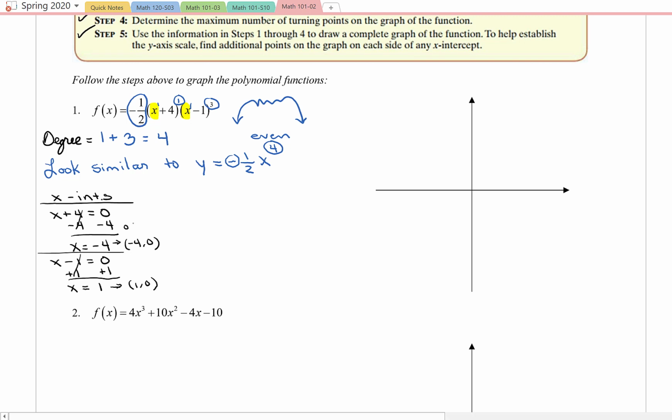I can also tell by looking at the fact that this has odd multiplicity that each one of these zeros is going to cross at the x-axis. So I want to make sure I'm making note of that and writing that down, because that's going to help me when I'm sketching a graph of this function. So this has odd multiplicity for each of these zeros. That means it's going to cross the x-axis.